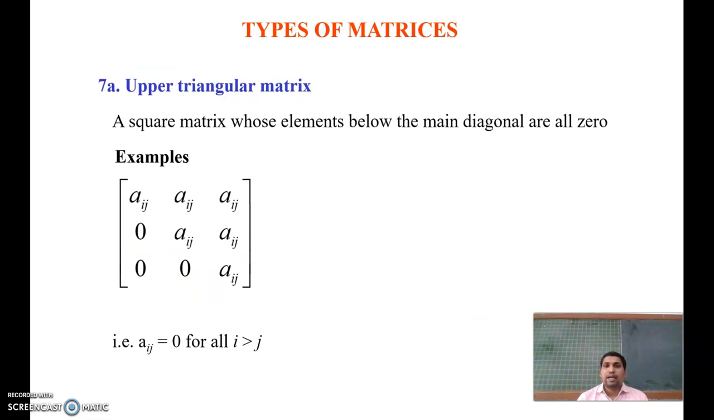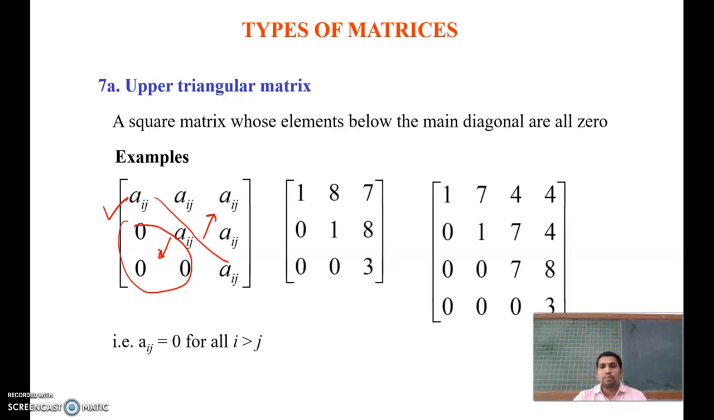So the first one is the upper triangular matrix. This is one general example of an upper triangular matrix. In an upper triangular matrix, the elements above the diagonal are non-zero and the elements below the diagonal are zero. That is called an upper triangular matrix. A square matrix whose elements below the main diagonal are all zero is called an upper triangular matrix.